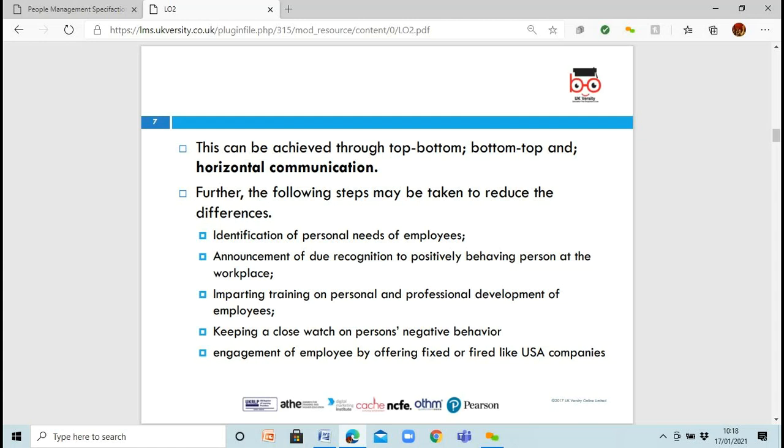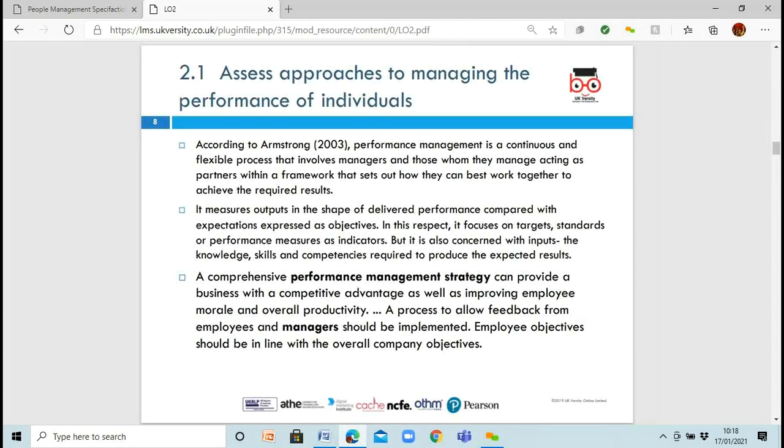So that was assessment. No, it wasn't. We're actually going to go on to assessment criteria number 1 now, which is 2.1. Assess approaches to managing the performance of individuals. Now, there are a number of approaches that you can actually look at here.